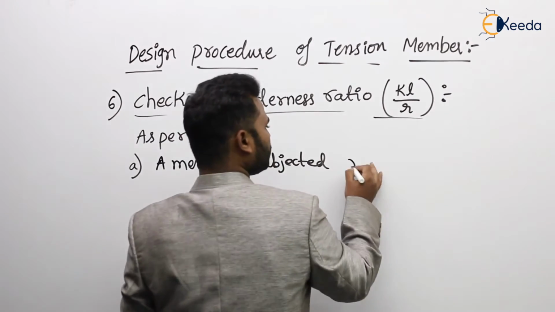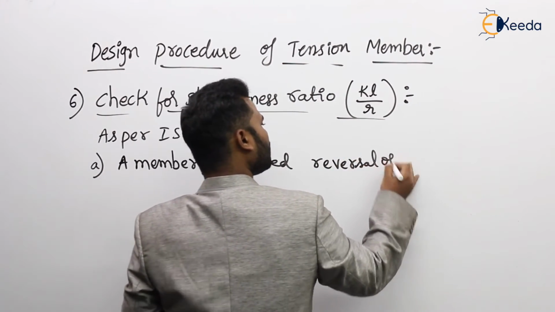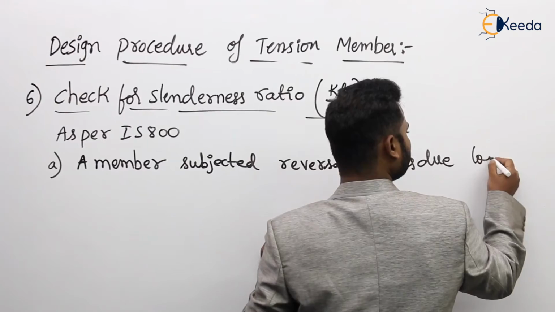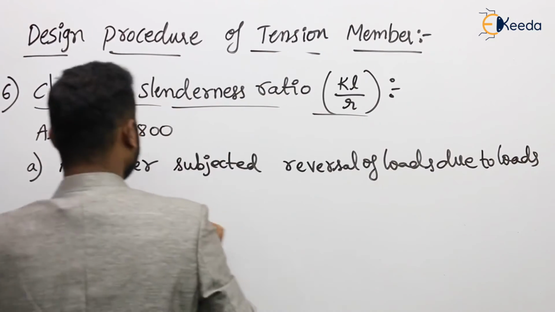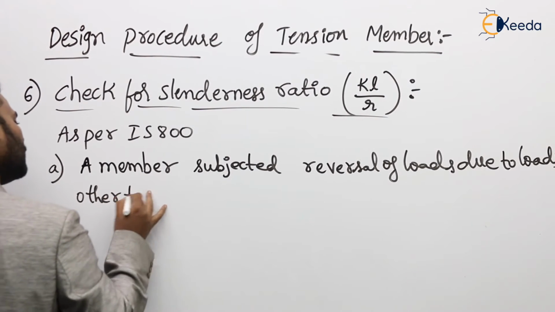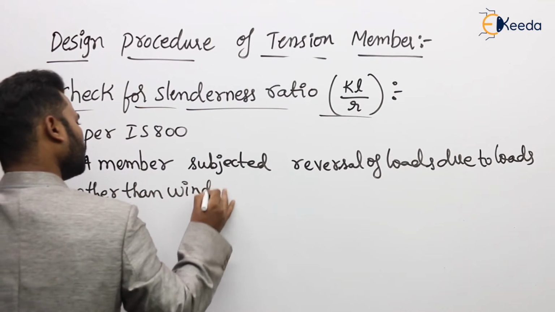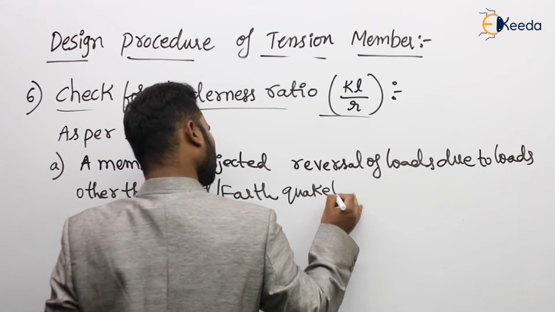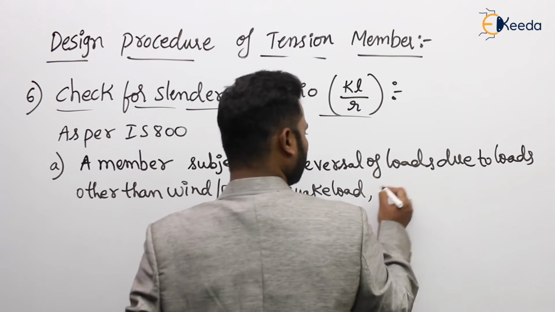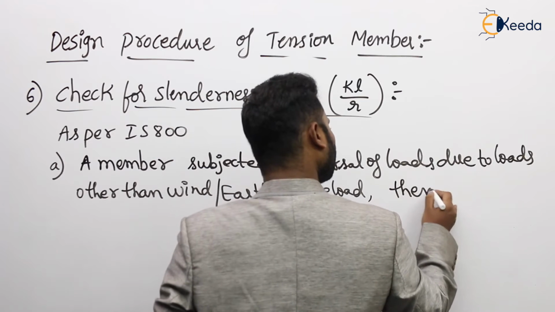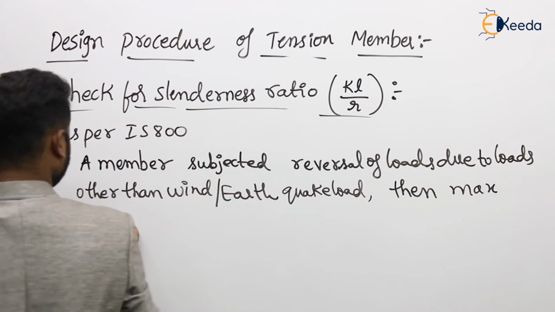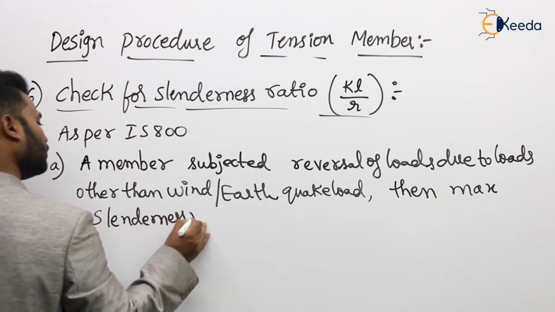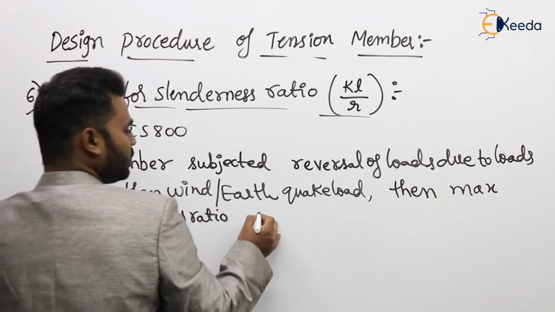A member subjected to reversal of loads due to loads other than wind or earthquake load, then the maximum slenderness ratio should be less than or equal to 180.